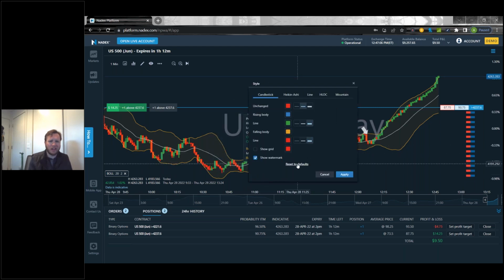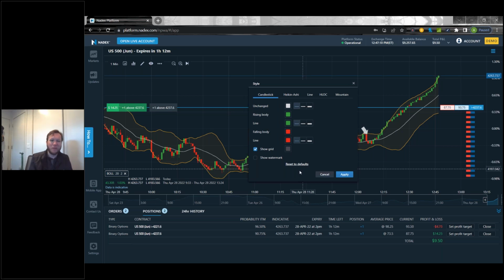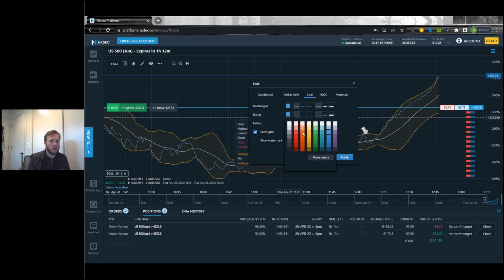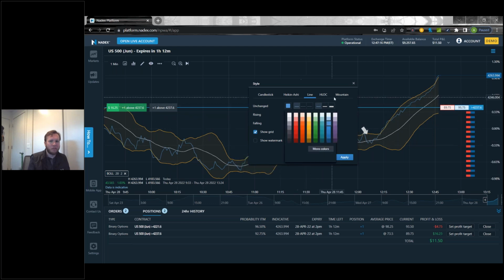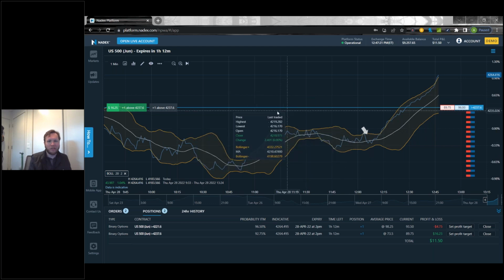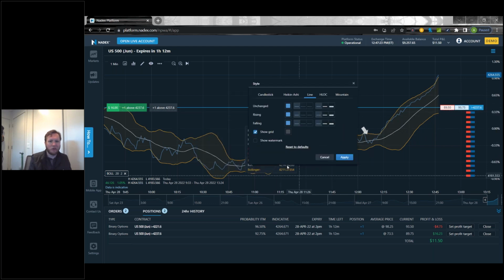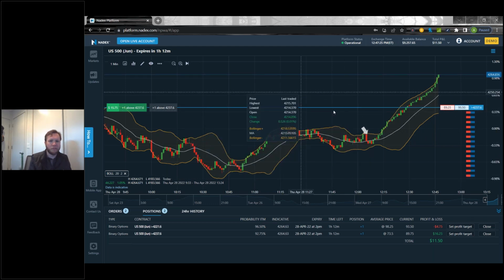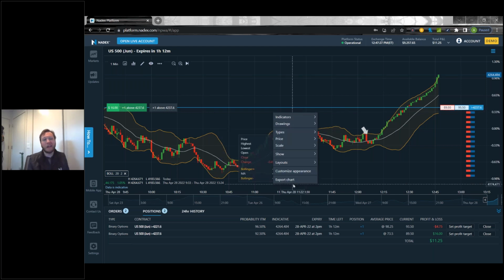And if you do want to reset it to the defaults like I do right now, because that's extremely ugly, that I just put up, you can reset it to the defaults. And there you go. You can change all of these as well individually for each area, right? So anyway, I'm not going to go any further into that, but that's how you actually customize your appearance here.